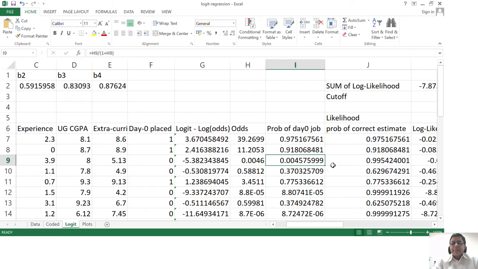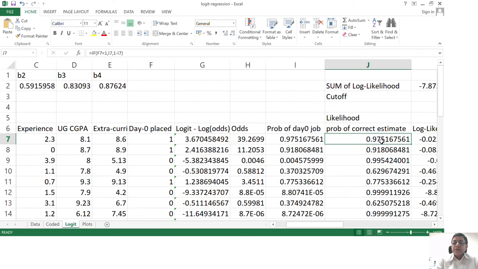Look at this. Here I predicted that the probability that the student will get a job is only 0.004, and the student actually didn't get a job. So what is the probability that I'm actually right? I'm right with the probability 99%, because I predicted a very low probability that the student will get a job, and the student actually didn't get a job. So the probability that I am right is fairly large. That is how I calculate the probability of correct estimate.